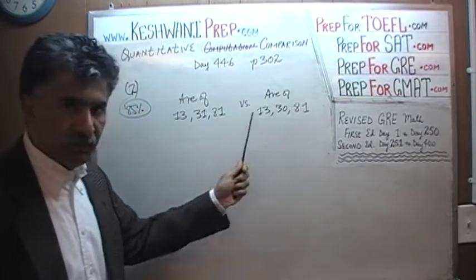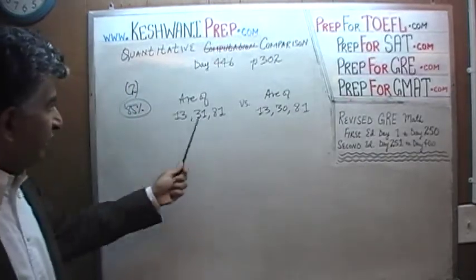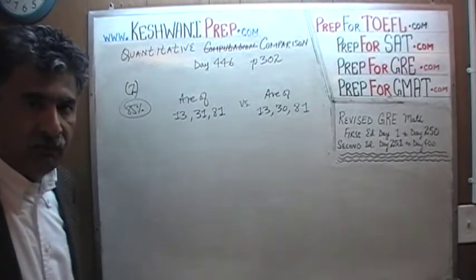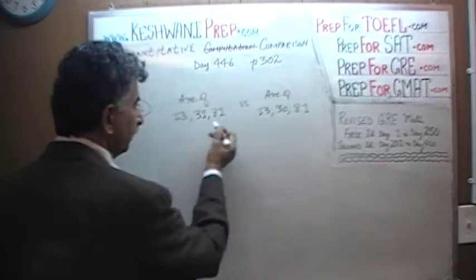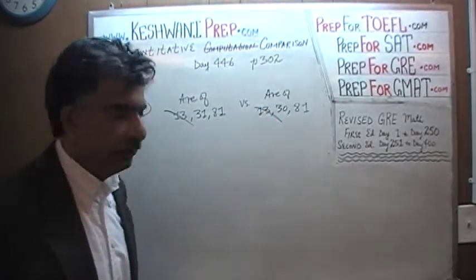If the sum of this group is equal to the sum of that group, then we do visual inspection. We see 13 here, we see 13 here. That 13 plays no role. Let's subtract 13 from both columns. 13 is gone. I see 81 here, we see 81 here. That 81 plays no role.